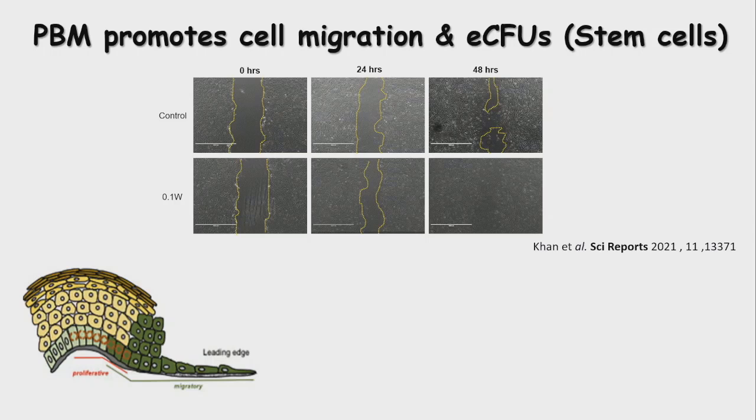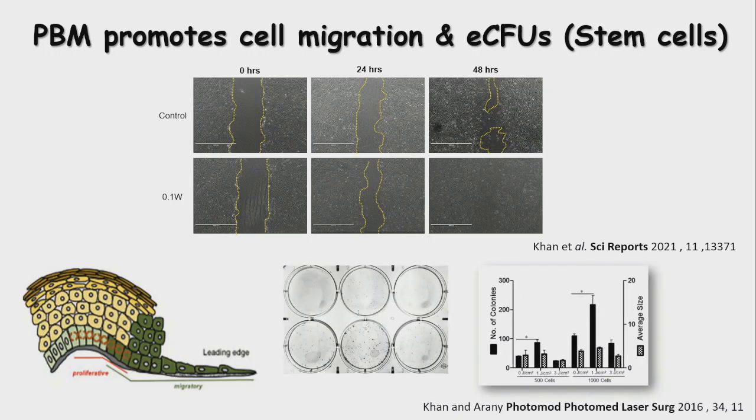We also know that there are epithelial stem cells in the margins that are required to increase in their number. And if you do a simple colony forming unit assay with different doses, we are able to observe increased colonies in number and in the size of these colonies. So both of these suggest that we are able to increase wound healing if we have treated that with photobiomodulation.